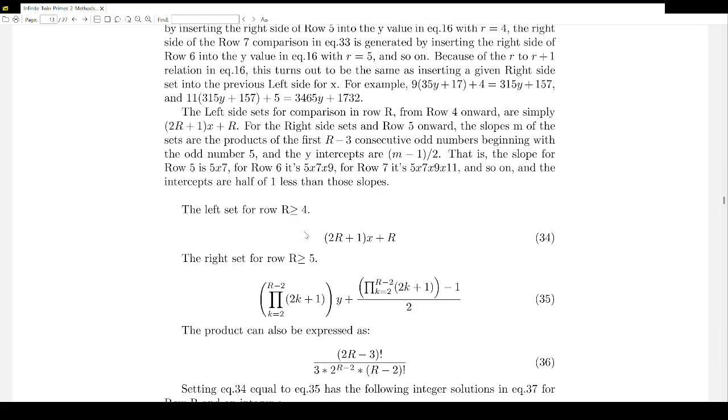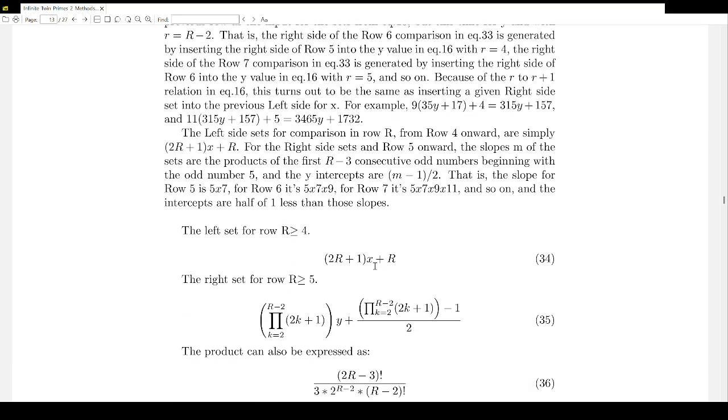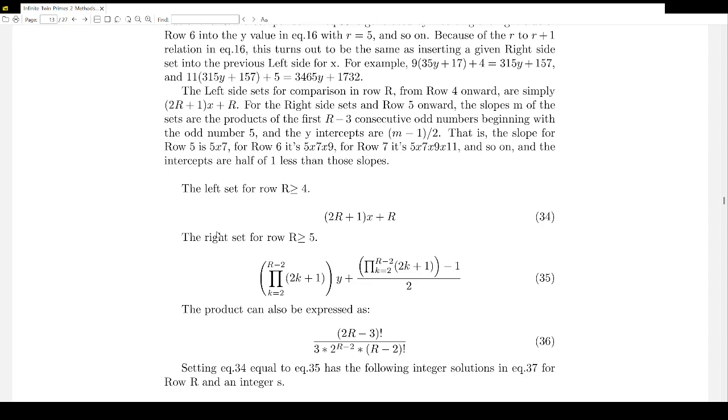Let's write it down generally. So the left set for row R, a big R greater than or equal to 4. Here's the pattern I just said, the odd number plus that value of the row number. You can see for 4 it is 4, for 5 it is 5. For row 6, the y-intercept is, for this row 6 comparison as we called it, it's 6, and so forth and so on. So for R greater than or equal to 4, here's your value for your left side. We just generalized it. And the right side set for R greater than or equal to 5 is this.